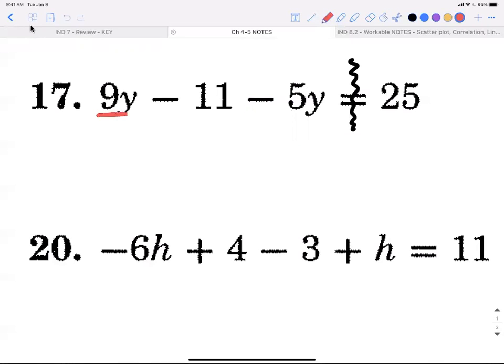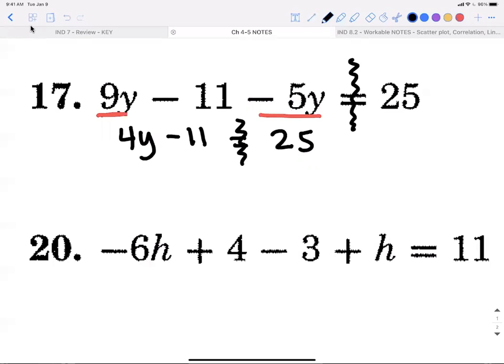So we've got a 9y and a -5y that we can combine. And remember, when you combine like terms, you just add or subtract their coefficients. So 9 minus 5 is 4y, right? That combines my 2 y's. I didn't do anything with that -11. And I've still got my equal sign, and I didn't do anything with my 25. Okay, your equal sign still is your wall. And all we did in this step is combine like terms on the left.